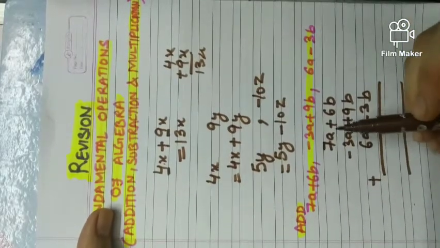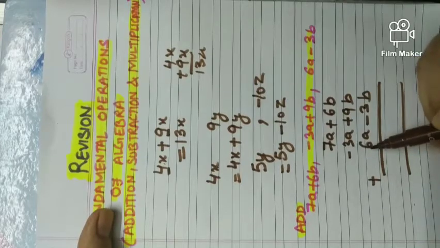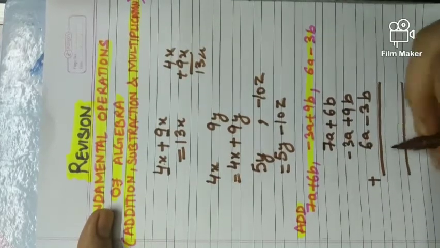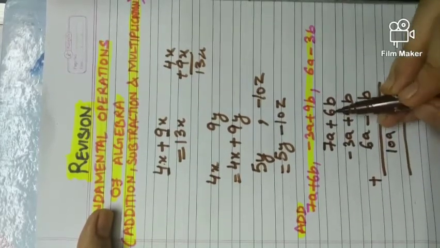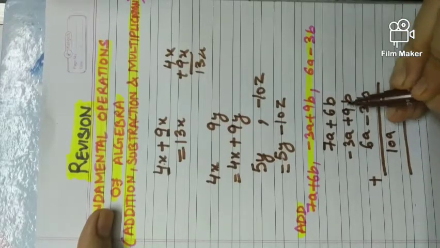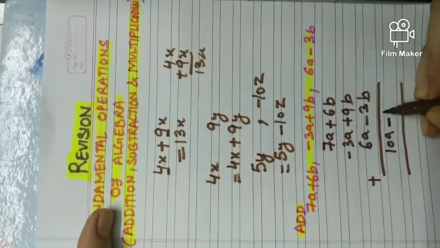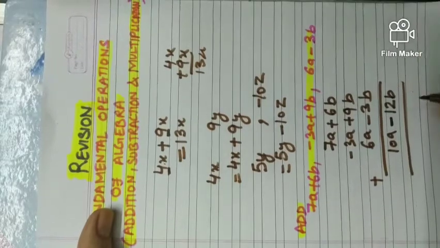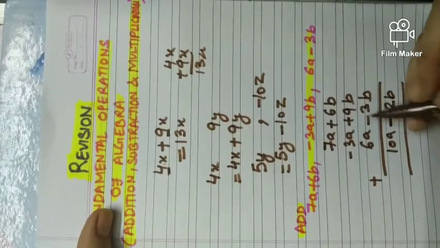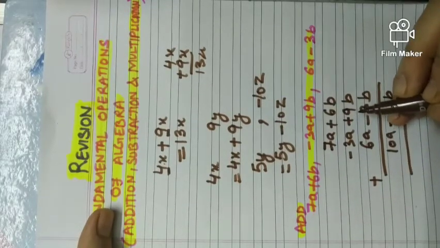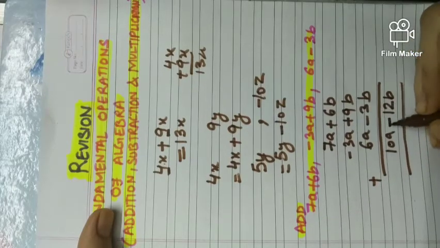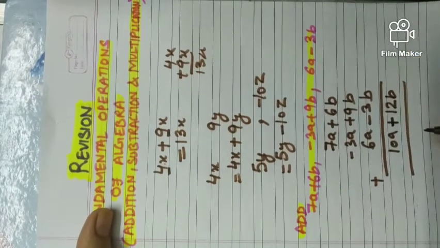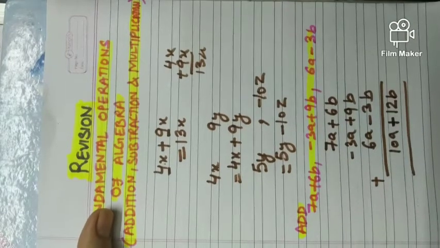Okay. Now you do the addition beta. First add positive terms: 7 plus 6, 13, 13 minus 3 will be 10a. Okay beta, 6 plus 9, 15, 15 minus 3 will be 12b. So like this, I have got my answer. I hope it is clear to you.